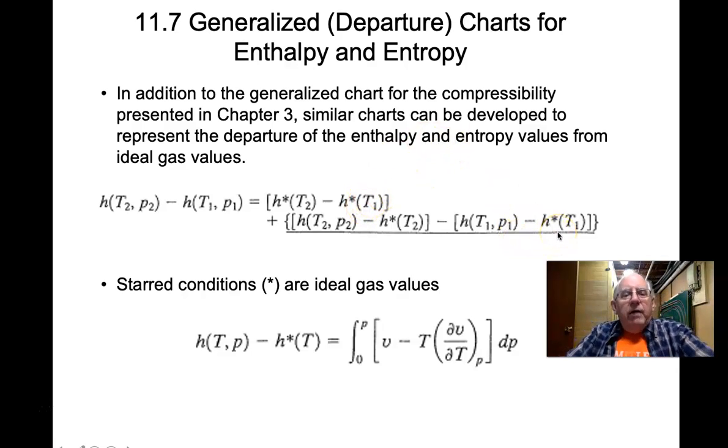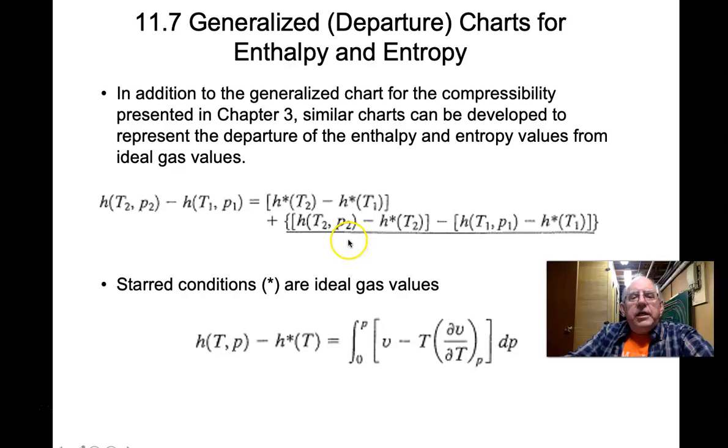So now what we have is an expression that says that the change in the enthalpy for a real gas between two states can be written as the change of the enthalpy, assuming that it was an ideal gas, only a function of temperature, and then this underlined term here. And so what we have in this underlined term is a bracketed amount that we are going to say is the departure of enthalpy with respect to the ideal conditions.